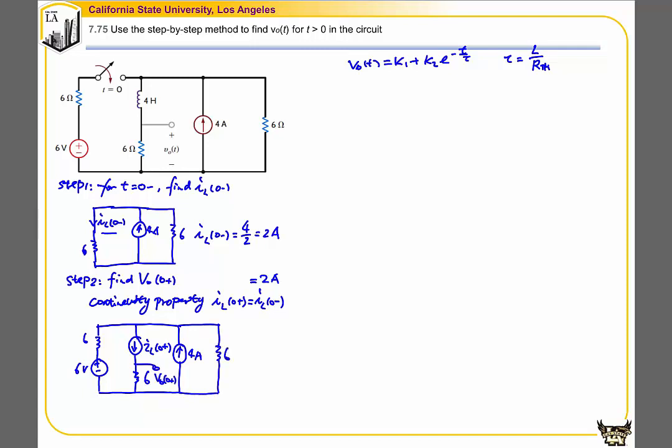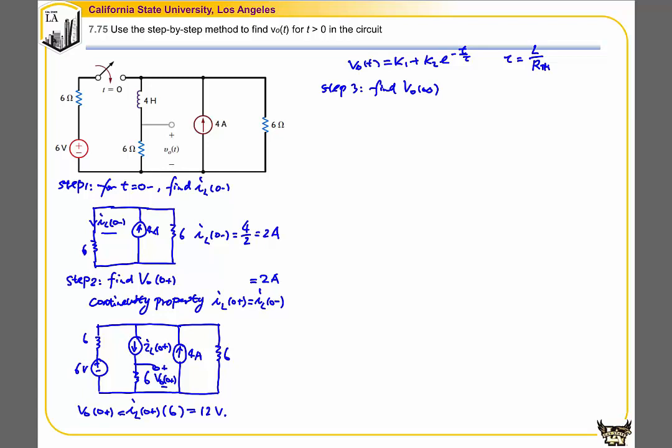v0(0+) is defined here. And we know that v0(0+) can be found from Ohm's law, that is equal to IL(0+) times 6 ohm, which is equal to 12 volts. So we find the initial condition. The next step is to find the steady state value. Step 3, find v0(infinity).